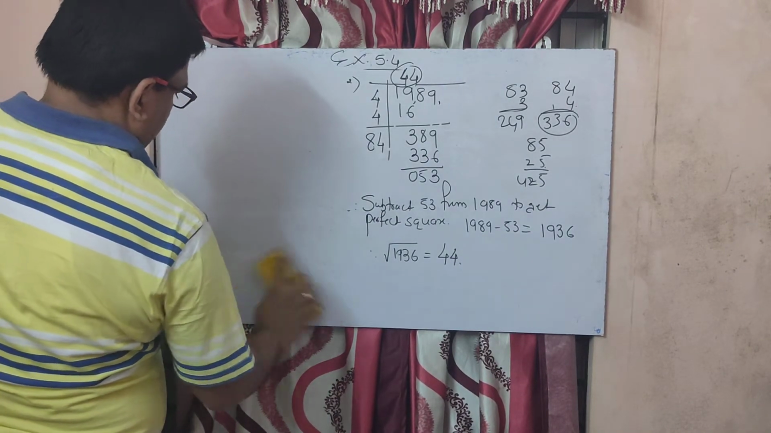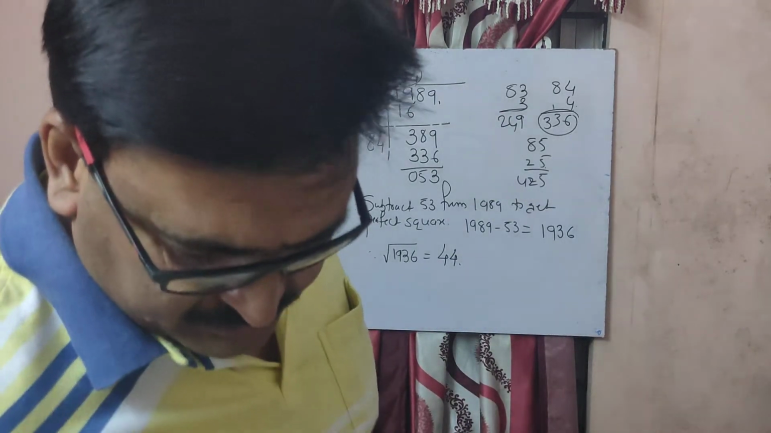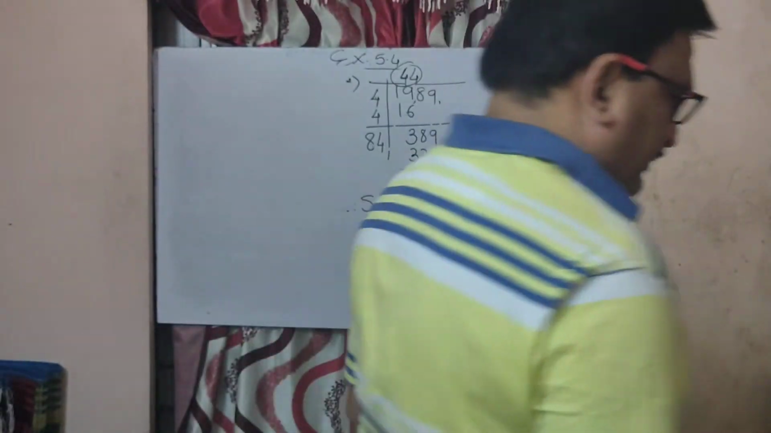So I will try to solve as many examples as possible so that you will understand how this has been done. The next one is 3250.